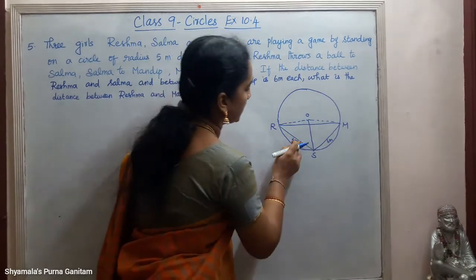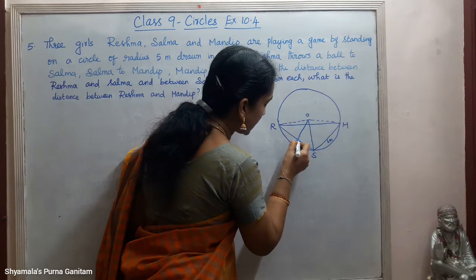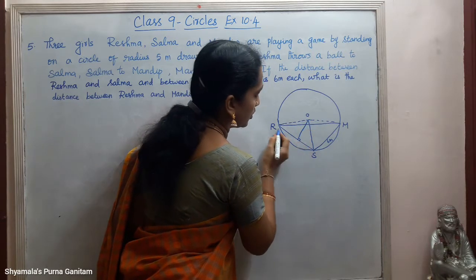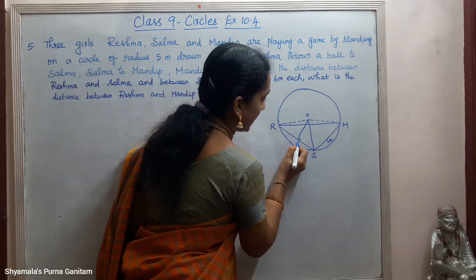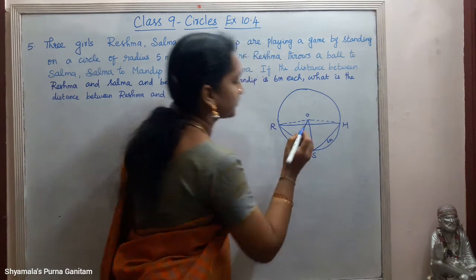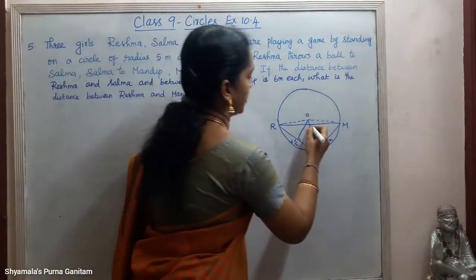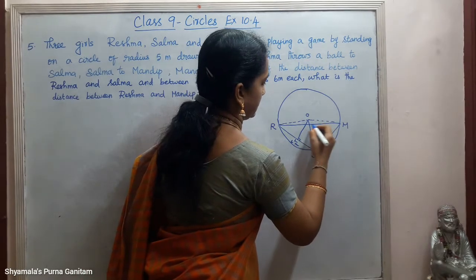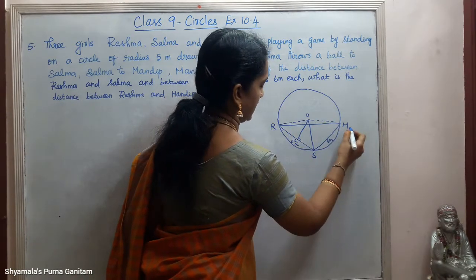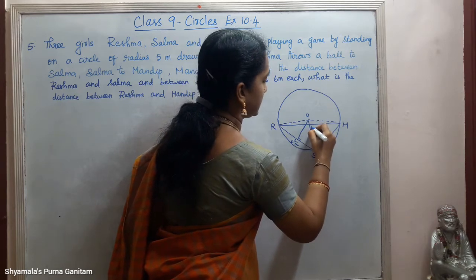Then we will draw a perpendicular line OL, perpendicular to RS. We will take that as L. So this is given as 6 meter. This is R, Reshma, Mandeep, this is L, and this one we will keep as N.